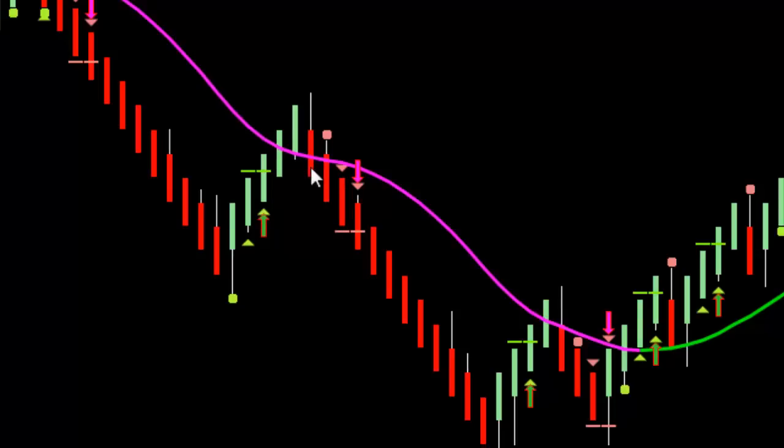So we're always watching the trend line when we're trading the Falcon because we want to be on the same side of the trade as the trend line. If the trend line is red, we're looking to sell. If the trend line is green, we are looking to buy. So very strong signals in the Falcon.